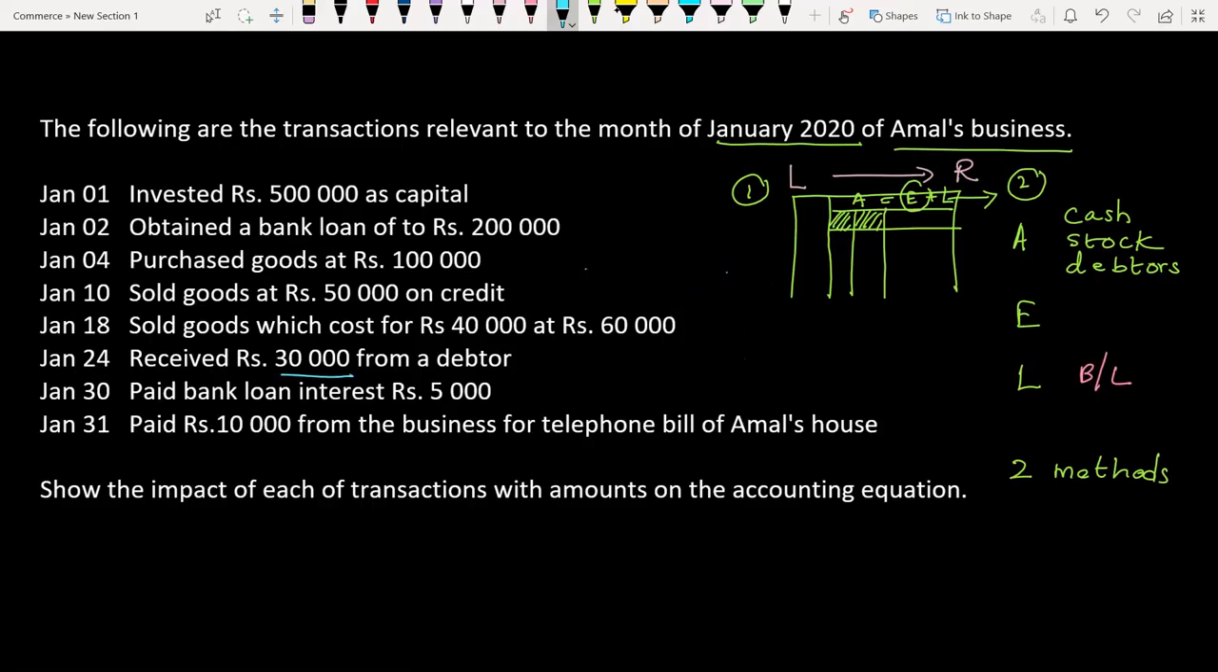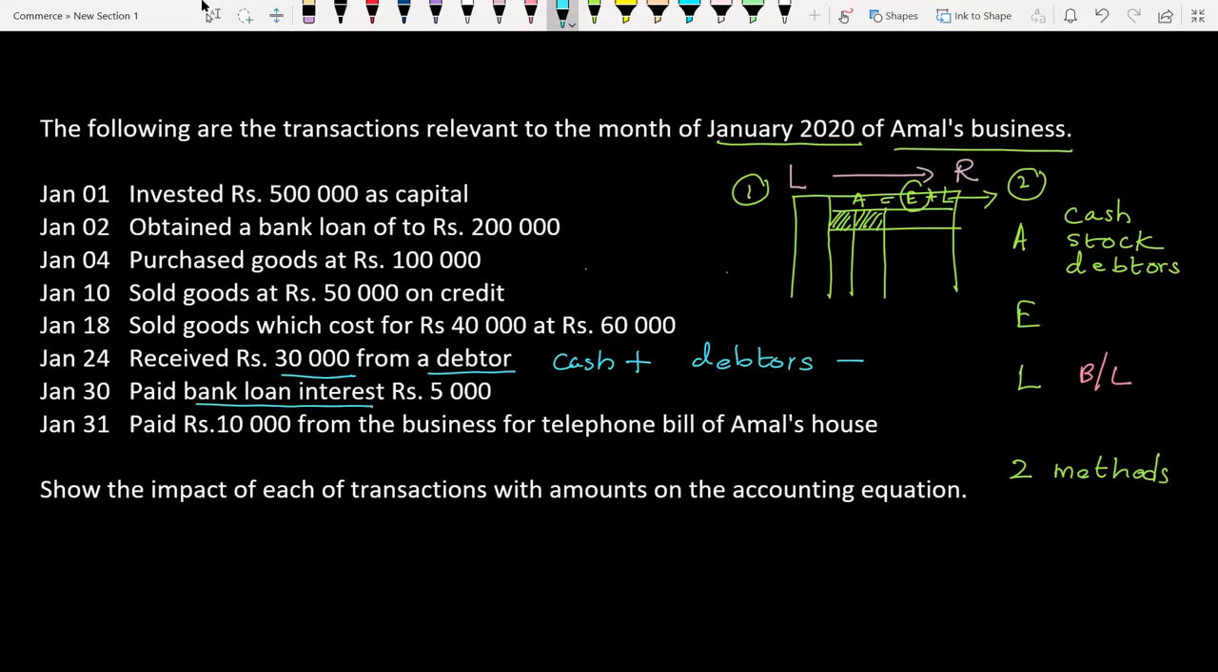Receive 30,000 from a debtor. When a business receives cash from a debtor, cash of the business increases and debtors of the business decrease. So already we have these 2 columns, cash and debtors. Now let's move into the next transaction.